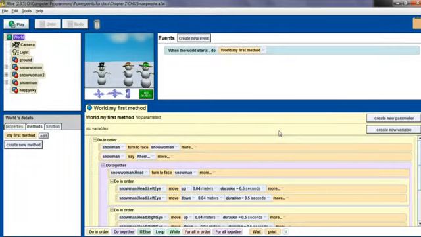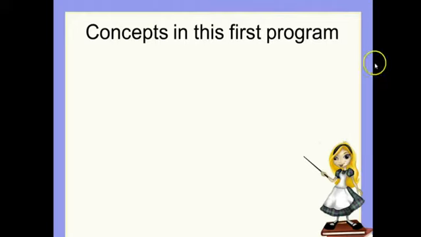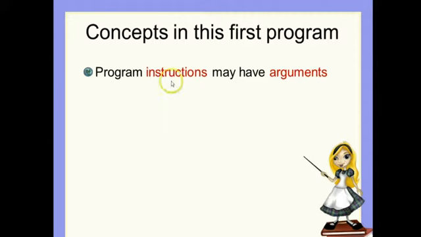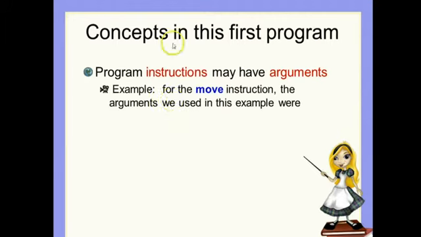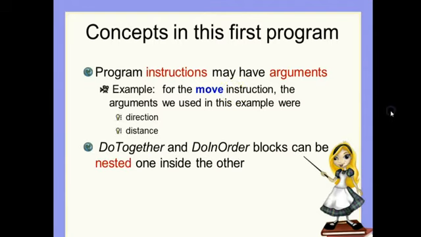Okay, so what did we learn? Here are the concepts. Program instructions may have arguments. So you saw that the snowman turned to face the snow woman. The snow woman was the argument in that case. Or if we talked about moving, you would be moving a direction and distance. So those would be the arguments. Those would be the things that you need to specify after you use move. Move is the method. These are the arguments.